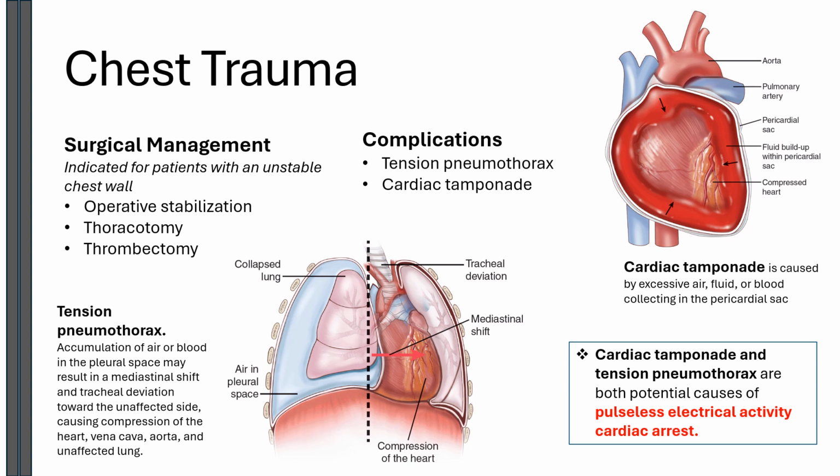Surgical management, if you have an unstable chest wall, obviously if you have fractured ribs that need to be repaired, then they're going to need to have a surgery. So complications that can happen from this is tension pneumothorax, which is pictured here. That's where the air keeps building up or the blood keeps building up in there and there's no way for it to escape. Then it's going to start pushing the lung and the trachea and the heart to the other side. That is a medical emergency.